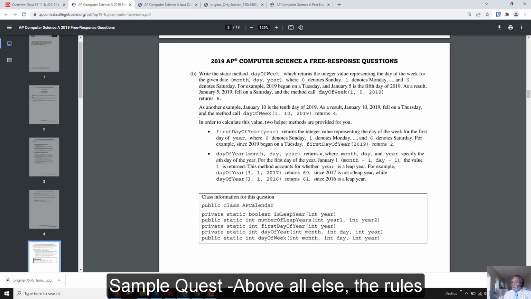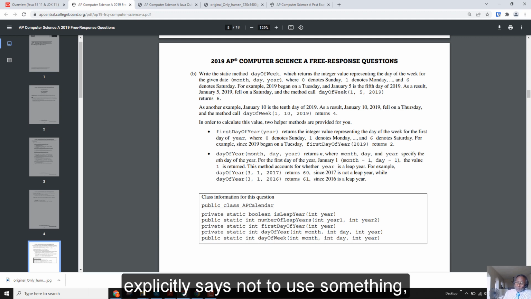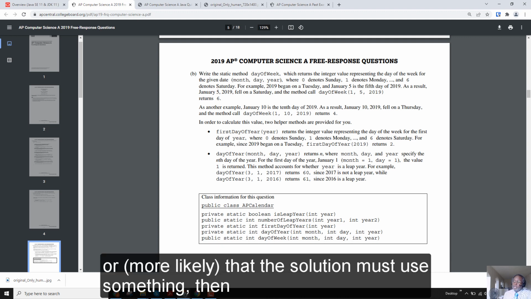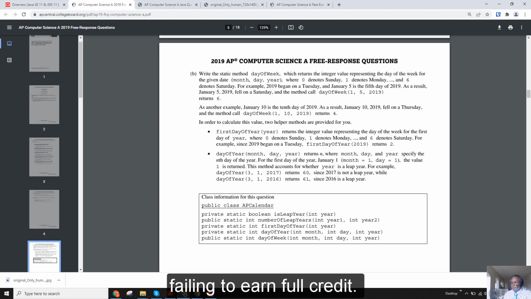Take, for instance, a sample question. Above all, the rules outlined in the question take precedence. If the question explicitly says not to use something, or that a solution must use something, then not following those rules will almost certainly result in failing to earn full credit.